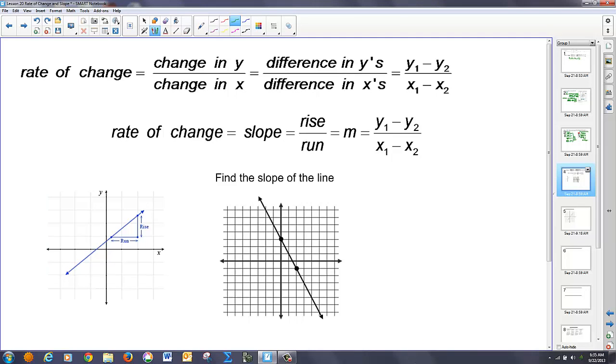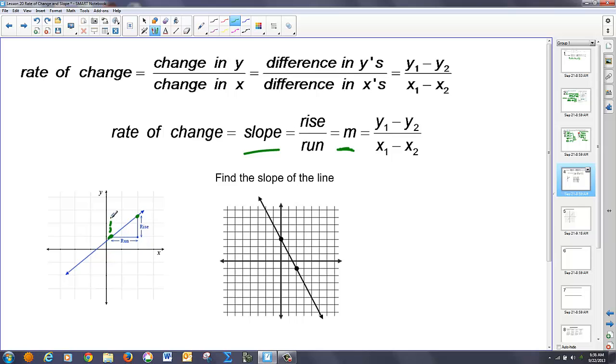So the rate of change, as we stated before, is the change in y over the change in x, the difference in y's over the difference in x's. And the rate of change is also equal to something we call the slope. And another word for the slope is the rise over the run. The variable m is used to notate slope, and it's the same as the difference in the y's over the difference in the x's. So you'll see in this picture here, the slope of a line from one point to another point is how much you rise over how much you run.